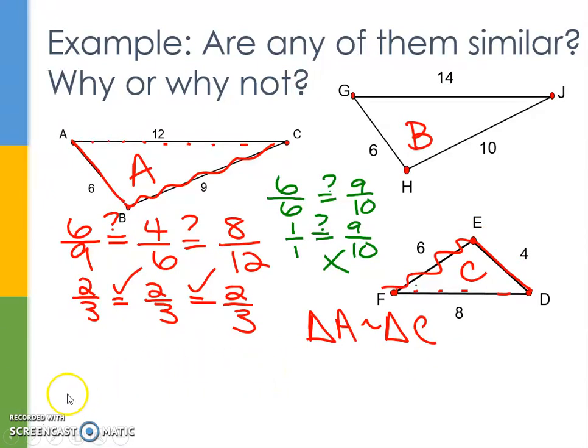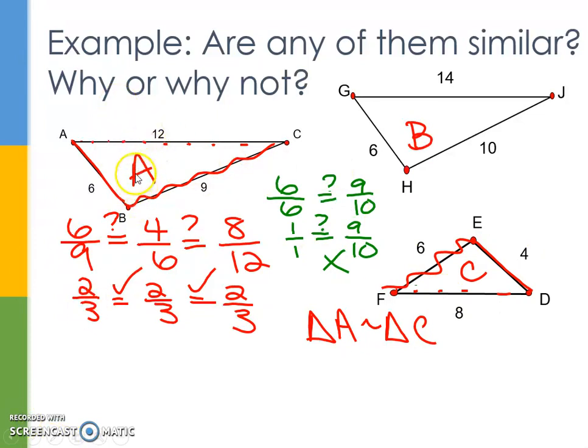Are any of them similar? Why or why not? You have these three shapes here. Can you write A in this triangle, B in this triangle, C in this triangle? Which two are similar? What you need to do is use the statement of proportionality like this. So 6 right here, and then you have 9, which is right here, and then you have 4, and then 6, and then you have 8 and 12.